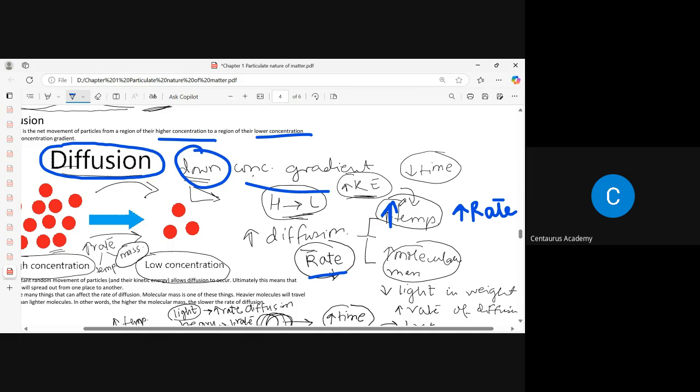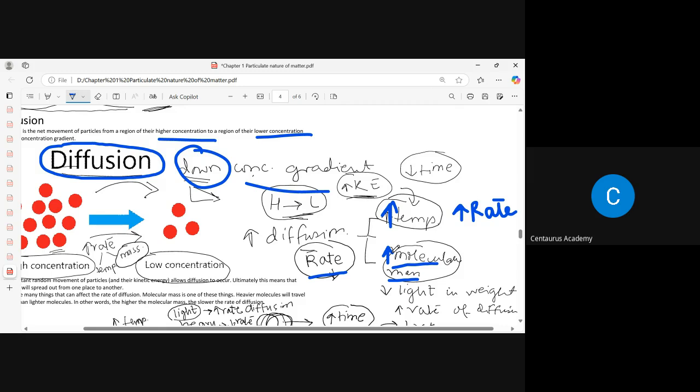Similarly, vice versa, when you decrease the temperature, their rate of diffusion will slow down. They will slowly move from higher concentration to lower concentration. Similarly, the next factor which can impact the rate of diffusion is the molecular mass. A substance which has greater molecular mass, which is basically heavier in weight, will take more time to diffuse from a region of higher concentration to a region of lower concentration.